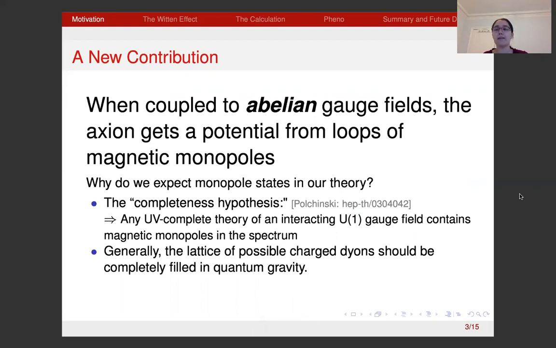Now, why do we expect monopole states in our theory? Why do we expect loops of magnetic monopoles? Well, in certain UV completions, we could actually just compute that those states should be there, for example, for certain GUTs. But more generally, Polchinski in 2003 proposed the completeness hypothesis, which says that any UV complete theory of an interacting U(1) gauge field contains magnetic monopoles in the spectrum. And more generally, we expect the lattice of possible charged dyon states to be completely filled in quantum gravity. Now, I should point out that this contribution depends on virtual monopoles. So what's important is just that these states exist in the theory. They don't actually have to be populated.